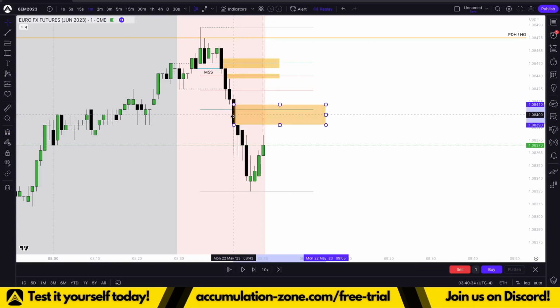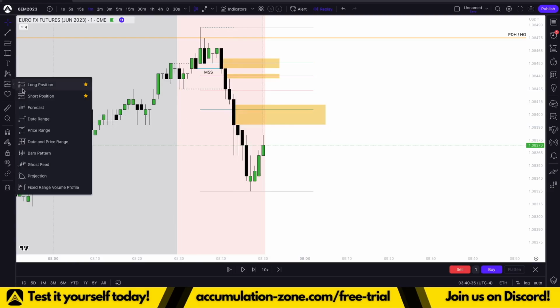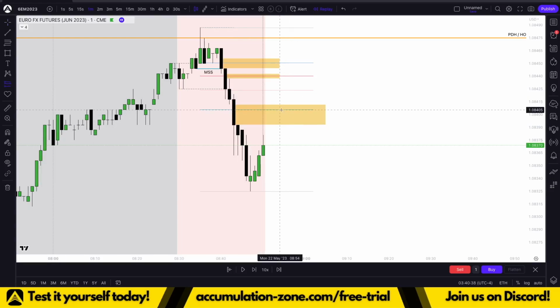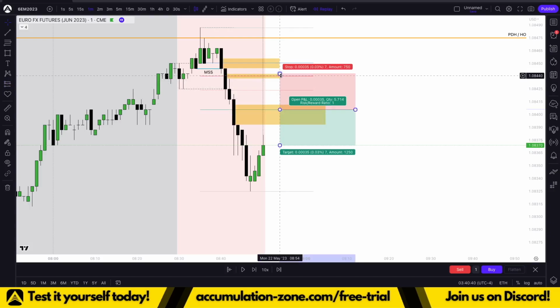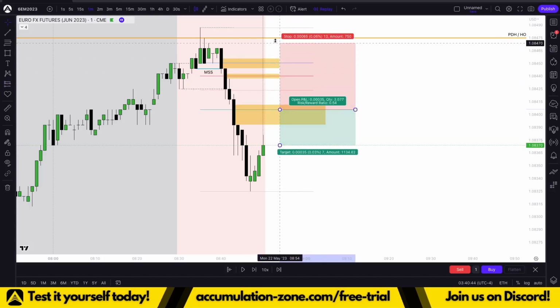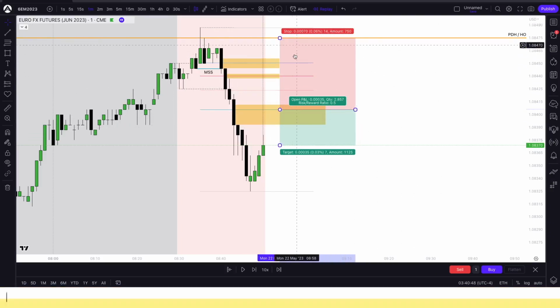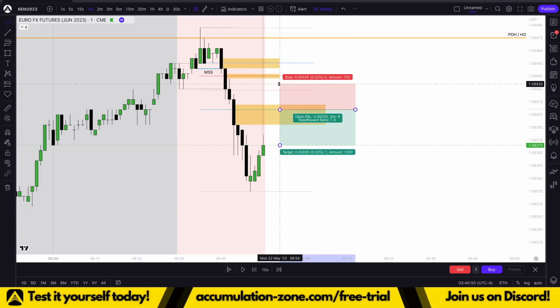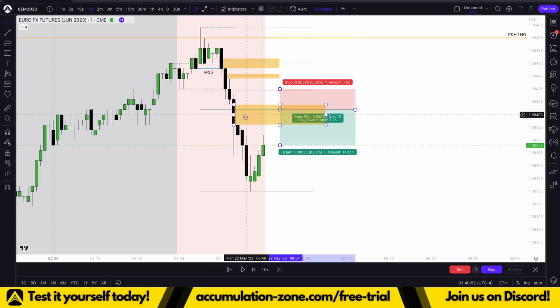Might be worth the short. So what we could do is place our limit right here at the 50% and our stop loss. I wouldn't place my stop loss all the way up here. This would be just too big of a stop loss.